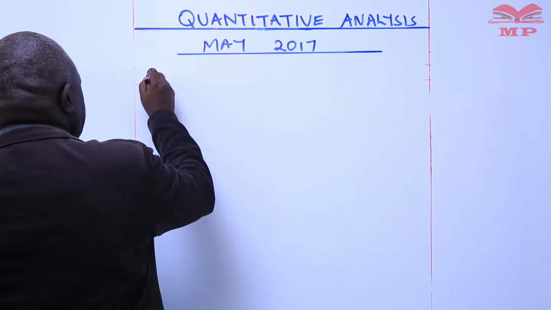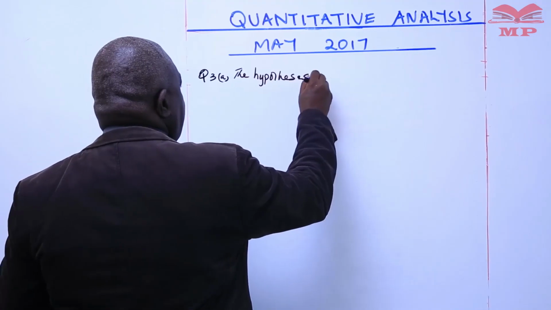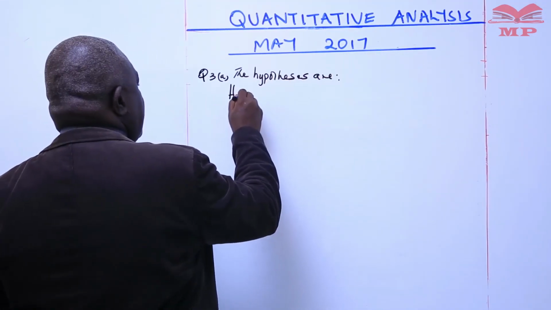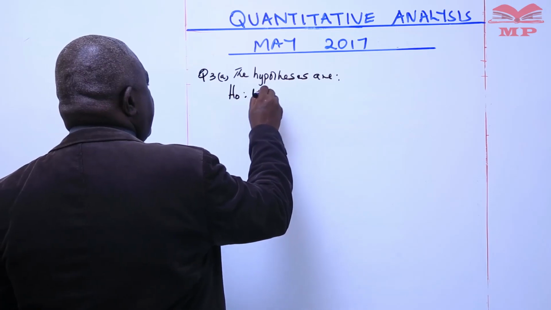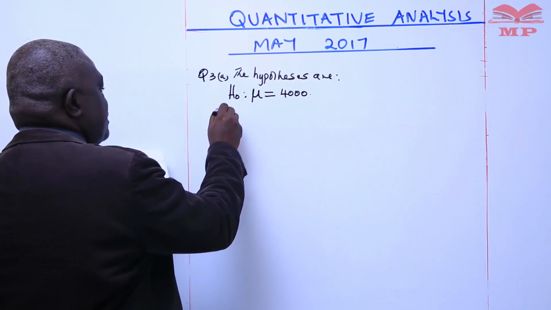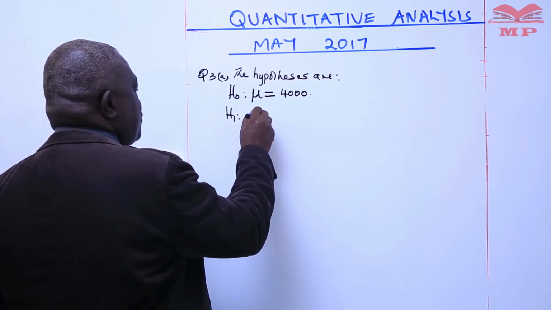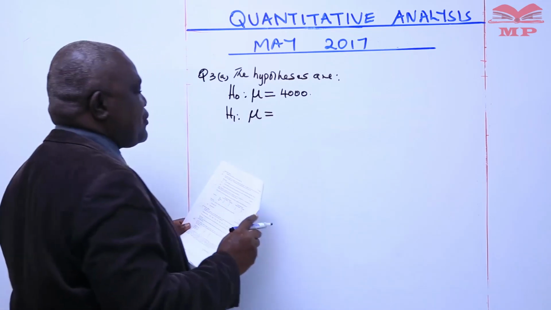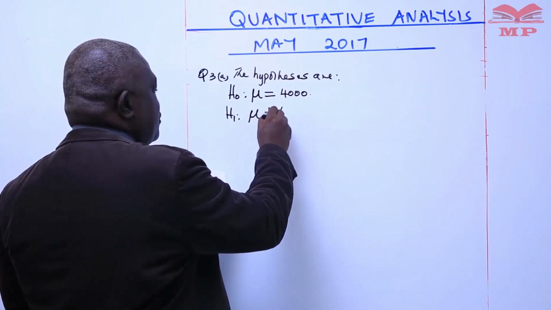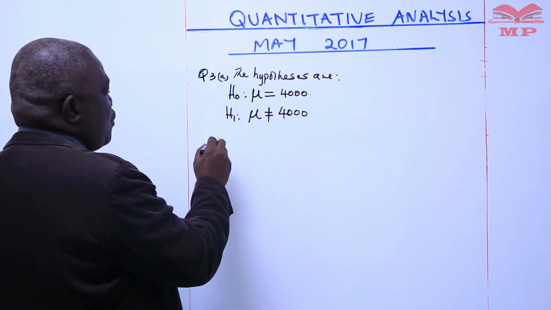Question 3a. The hypotheses are, first, the null: the population mean is 4,000. The next, H1 or HA, since we are not told the direction of the alternative, we put this one not equal to 4,000. Then what do we have?